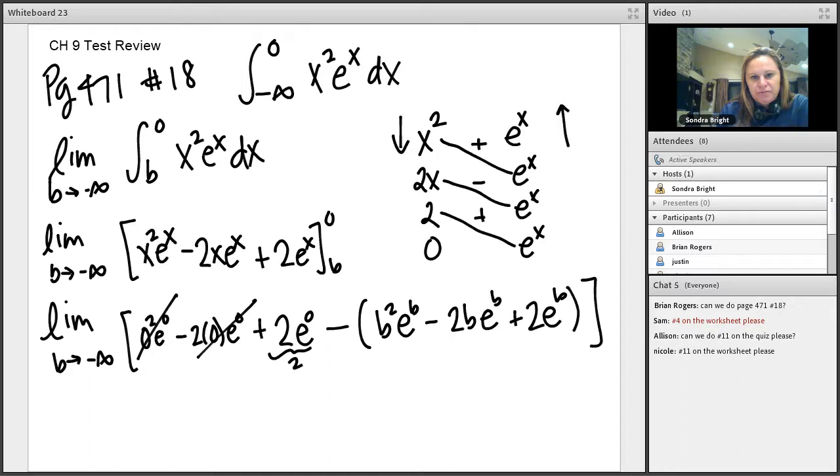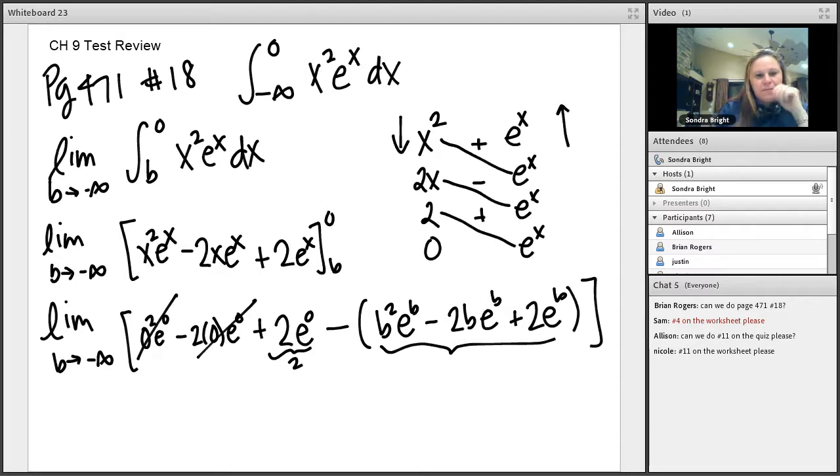Oof. You've got an infinity times e to the negative infinity, which is 0. Okay, so technically, what you really need to be doing is, well, that last term zeroes out. But for these, you really should be doing L'Hopital's, right? Because you've got an infinity times 0.